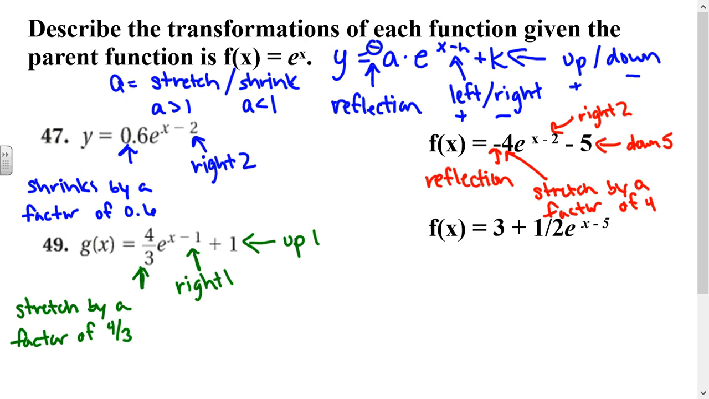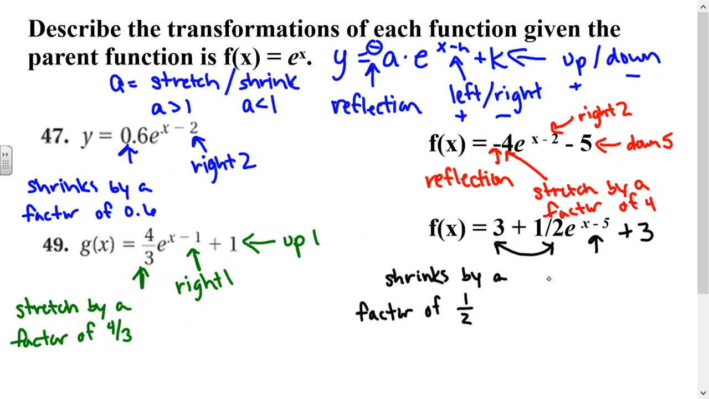Now, this last example is kind of tricky. They're trying to trick you because it's out of order. Really, you could switch these two around. So we could put the +3 at the end over here. So really, since the 1/2 is in front, it means that it shrinks by a factor of 1/2. The -5 here means that it goes right 5. And the +3 at the beginning or at the end means that it goes up 3.